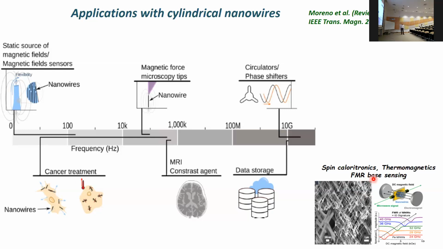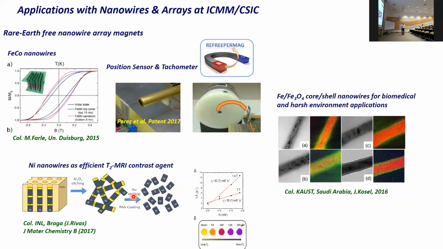Or also, very recently, they have been proposed for spin electronics and thermomagnetic applications, or ferromagnetic resonance-based sensing applications. In a particular case, in a European project, the objective was to prepare nanowire array magnets without rare earths. We considered iron cobalt nanowires with the largest saturation magnetization of 2.2, 2.3 Tesla. Of course, we got some nice results, but not comparable to the best permanent magnets. Also, we were able to fabricate nickel segments of nanowires, like elongated nanoparticles, that were shown to be very suitable as magnetic resonance imaging contrast agents, or also to fabricate iron magnetite core-shell nanowires for some biomedical applications.